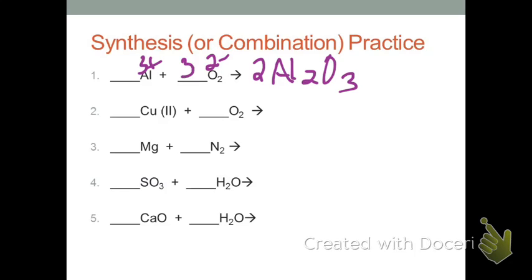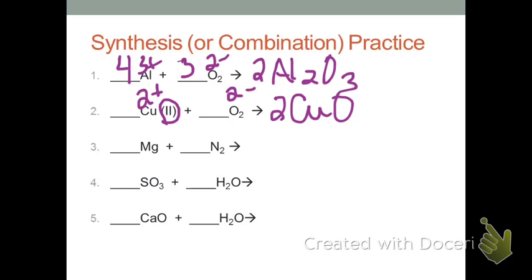Balance it, and you end up with coefficients of 4, 3, and 2. In the second one, again, 2 elements. The only thing they can do is come together. The reason there's a Roman numeral 2 is because copper is a transition metal and can have variable charges. This 2 is telling you it's a charge of 2 plus. Oxygen is always a 2 minus. When they are the same and you swap and drop, they reduce. Balance it, and you end up with the coefficients of 2, 1, 2.